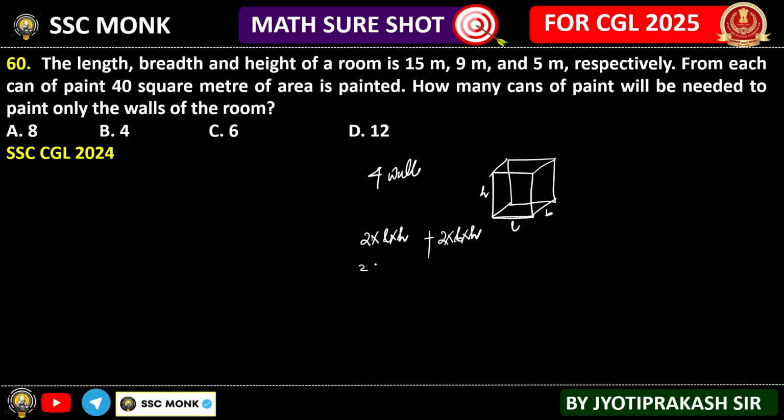So this can be written as 2 into (LH plus BH), or it can be written as 2 into (L plus B) into H. So this can be written as 2 into 15 into 9 into H, that is equal to 2 foot. So how many cans of paint are there? See, one can paints 40 square meter, so 246 cans are required.